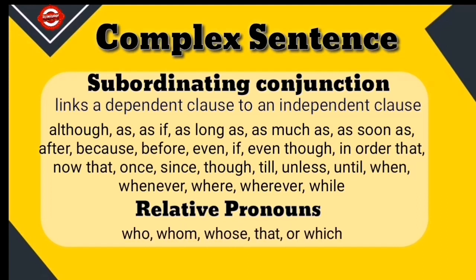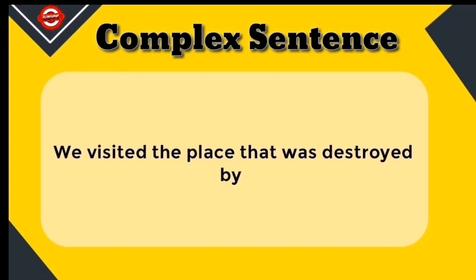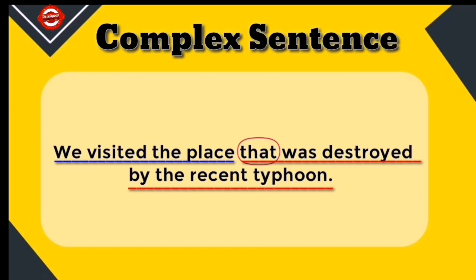Let's have another example of a complex sentence using a relative pronoun. We visited the place that was destroyed by the recent typhoon. Just like what I mentioned earlier, look for some clues that enable you to annotate the dependent clause in the sentence. In this case, the relative pronoun "that" is our clue. So, the dependent clause in the sentence is "that was destroyed by the recent typhoon." And our independent clause is "we visited the place."